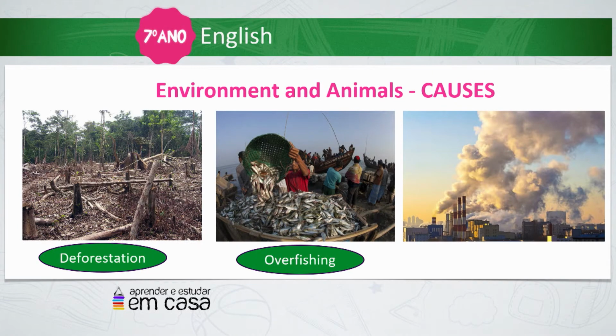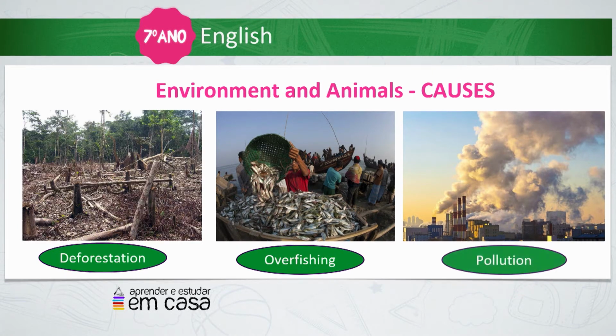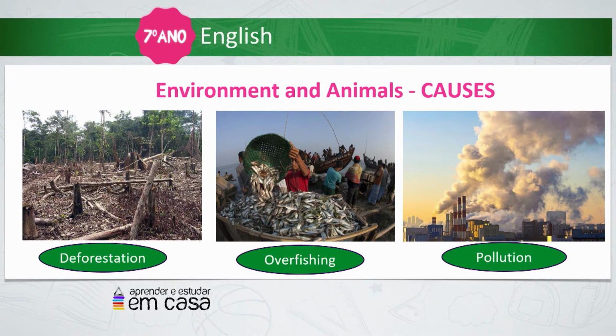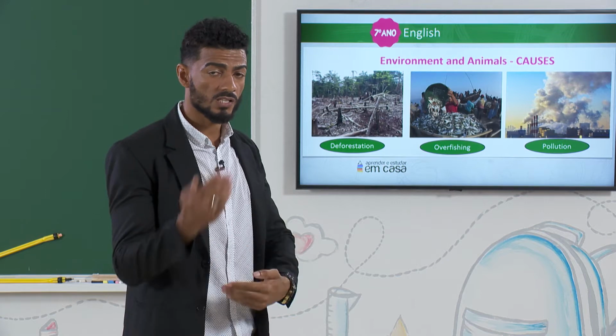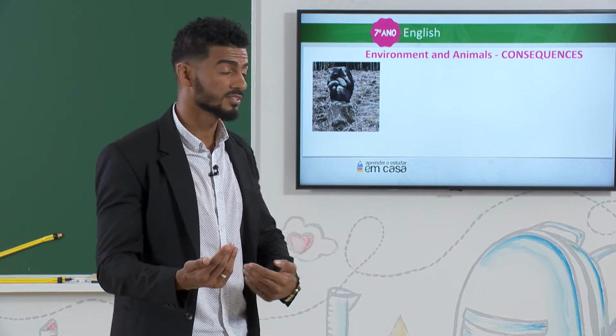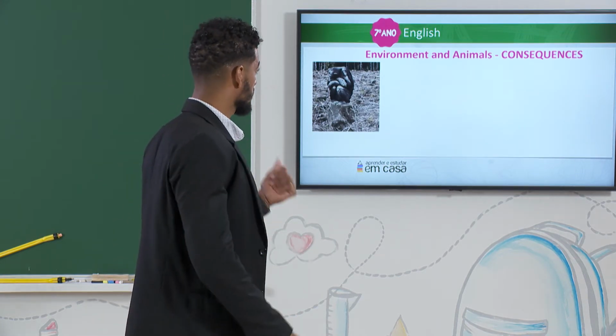Okay, the last cause that we have is pollution. What type of pollution do we have here? Can you guess? Cool. Here we have air pollution. Since we've seen some causes, now let's go and see some consequences behind those causes.